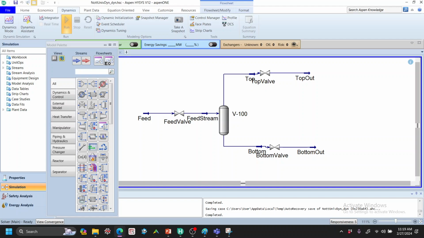Now you close this, and then somehow your vessel is not connected, or it's not really doing anything. So you go to design.